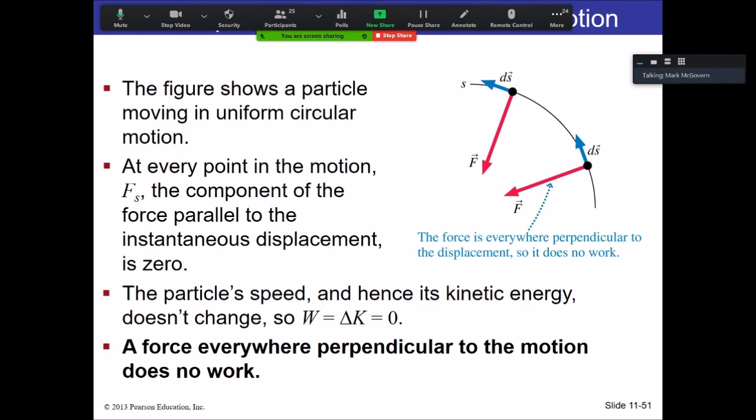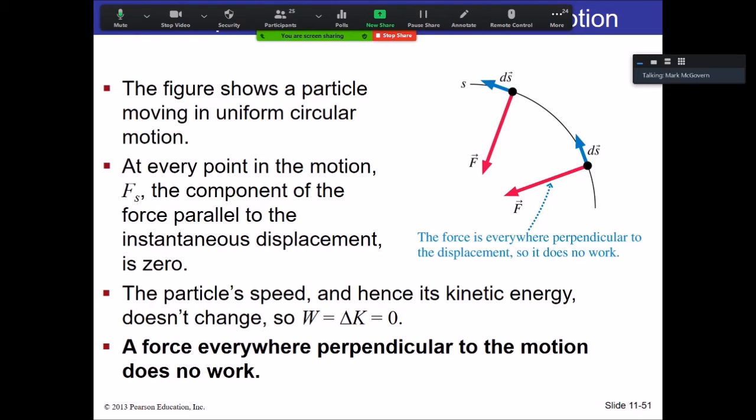This is true of every centripetal force, or rather, every single perpendicular force. Perpendicular forces will not do any work on objects because the force is not in the direction of motion, meaning that force is not responsible for speeding up or slowing down our object. So therefore, no work is done.